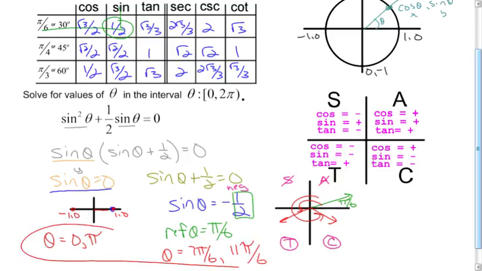So I get 4 answers here. 2 from the first factor, 2 from the second factor. And again, I needed the factor to start. So let's take a look at another example.